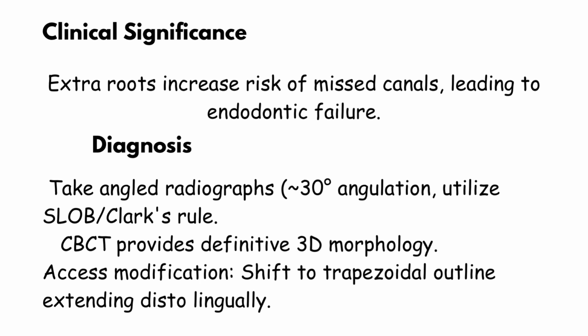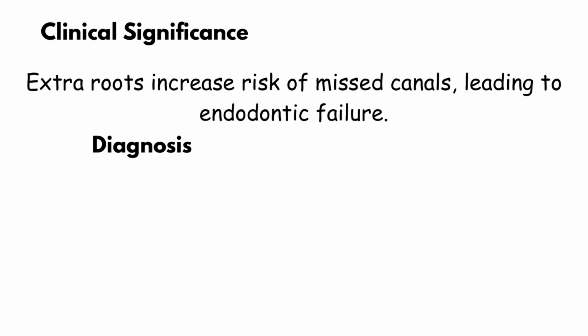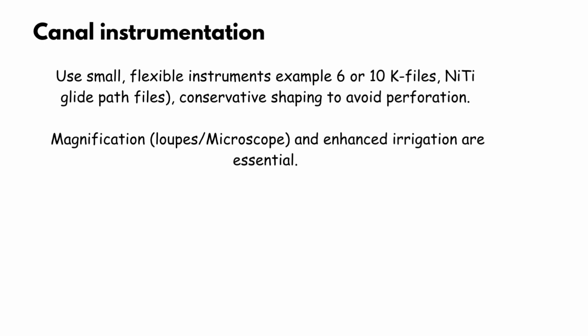Diagnosis. Take angled radiographs, 30-degree angulation, and utilize Slob/Clark's rule. CBCT provides definitive 3D morphology. Access modification: shift to a trapezoidal outline extending disto-lingually. Canal instrumentation: use small, flexible instruments, for example 6 or 10K files, needed for glide path, with conservative shaping to avoid perforation. Magnification, loupe or microscope, and enhanced irrigation are essential.